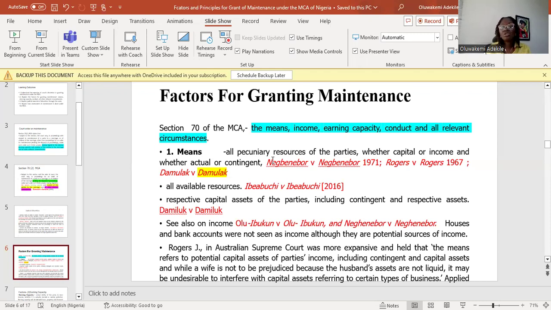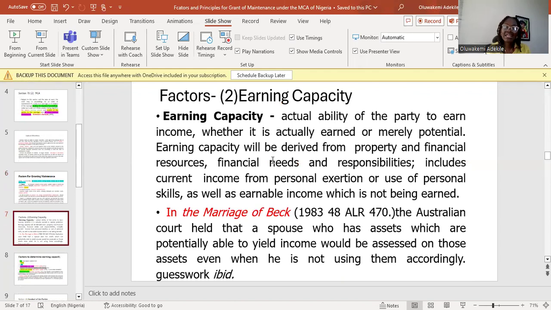Now, you look at the case law perspective on the meaning of means. Earning capacity has been defined and explained as the actual ability of a party to earn income, whether it is actually earned or merely potential. For instance, you are a student in university, one could project what your capacity will be by the time you become a lawyer. Earning capacity is derived from the property and financial resources, financial needs and responsibilities. It includes your current income from what you are doing and what you should be able to do, which you are not yet doing. So it involves a lot of projections and assessments within the confines of the law.